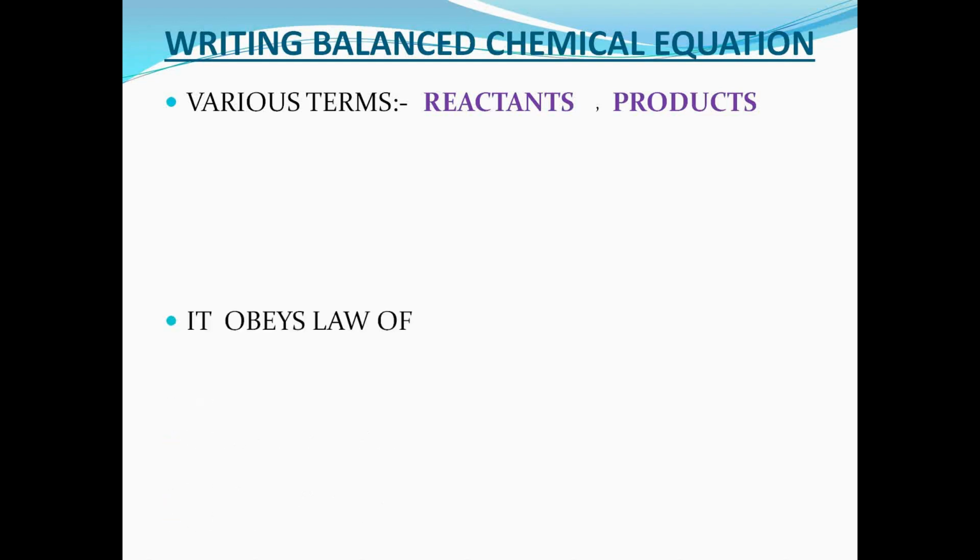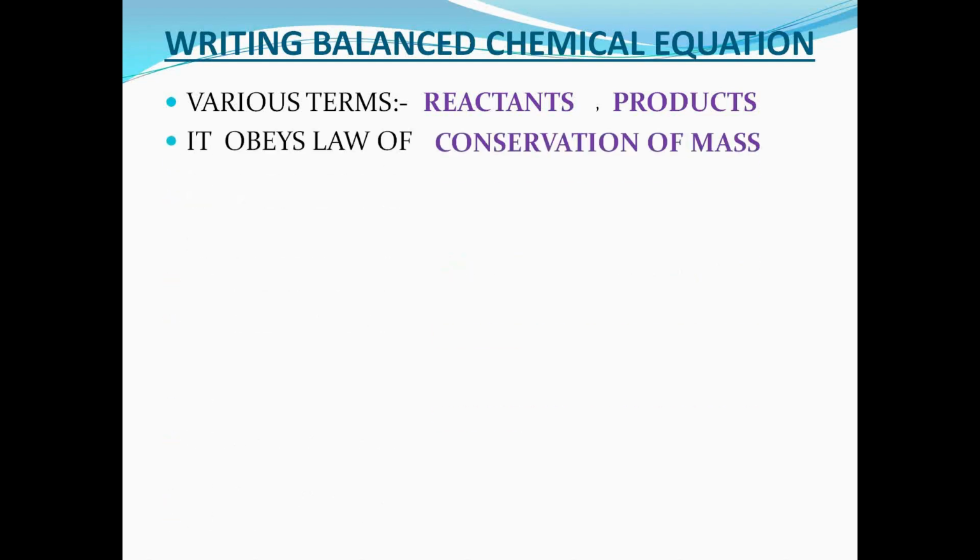A chemical reaction always obeys the law of conservation of mass. By this law, we mean that mass can neither be created nor be destroyed in any chemical reaction. I will specifically say that for a chemical reaction, the total number and the kind of different atoms in reactant together is equal to the total number and kind of different atoms in product together.